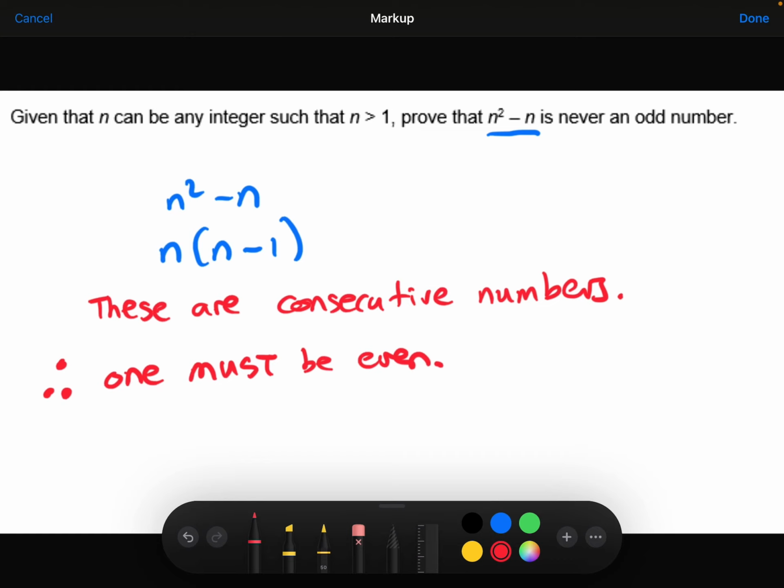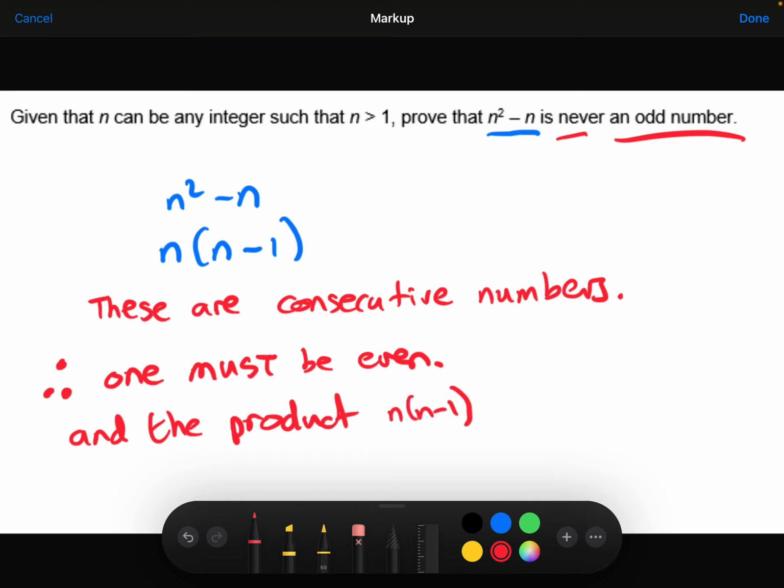And whenever you multiply a number by an even number, it's always going to be even. And therefore the result can never be odd. So one must be even, and the product of those, the n times n minus 1, must also be even and can never be odd.